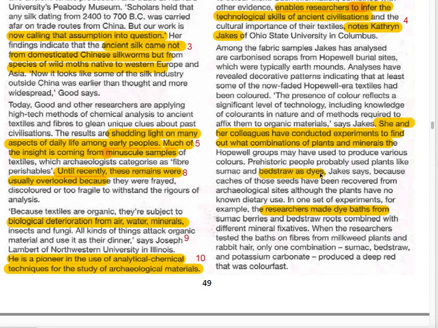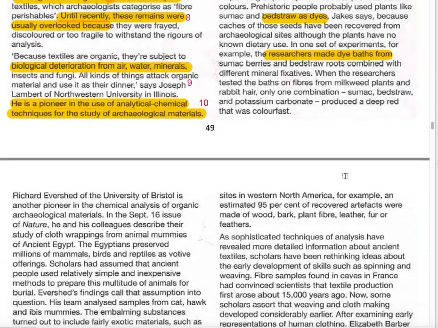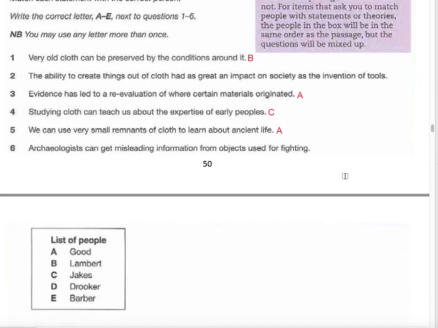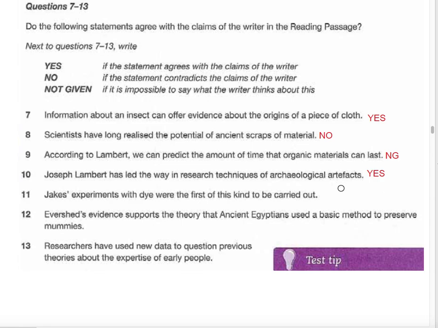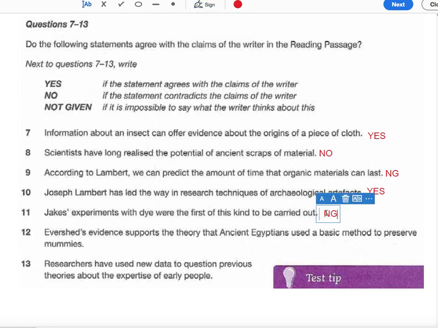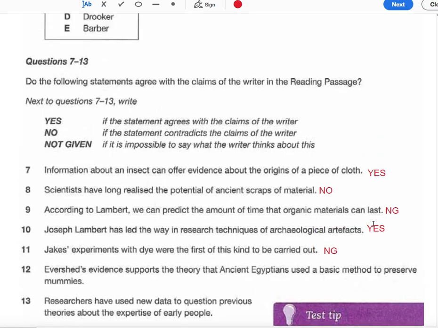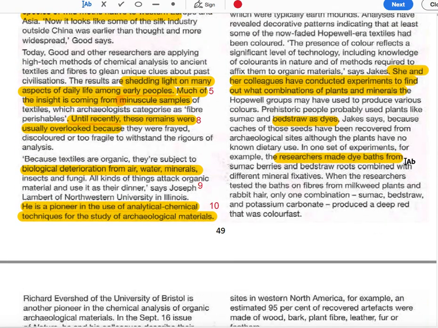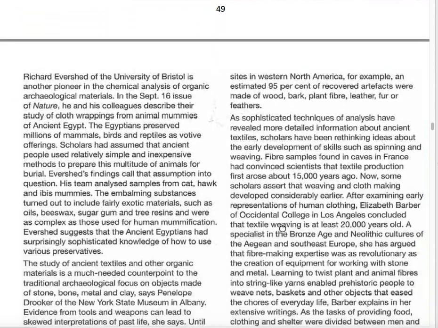So for that reason, this question here has to be not given, okay? Doesn't really talk about that. Not given. Question 11 from here. Okay, good. So now we know the other questions that we're still looking for. Let's go over here.